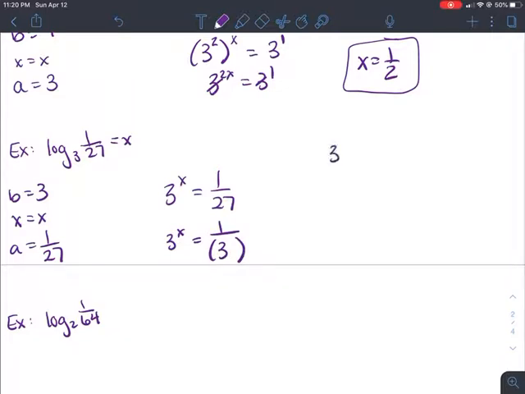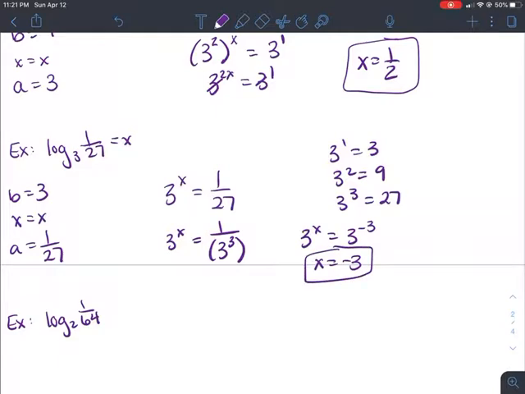I know 3 to the power of 1 equals 3. 3 squared equals 9. 3 cubed, that's 27. So I write 27 as 3 cubed. Now, 1 over 3 cubed can be written as 3 to the negative 3. So 3^x equals 3 to the negative 3, and I get x equals negative 3.